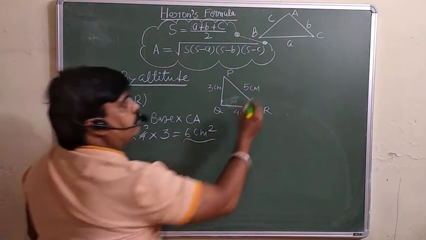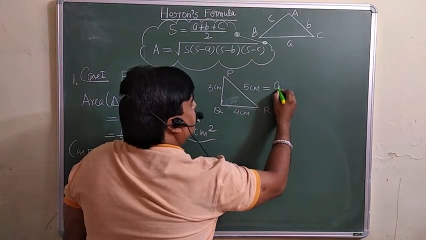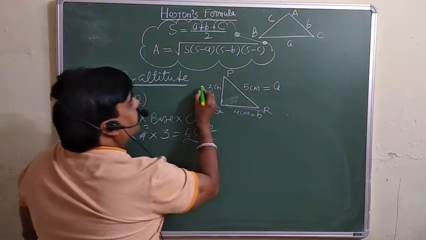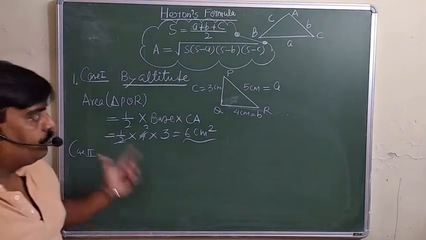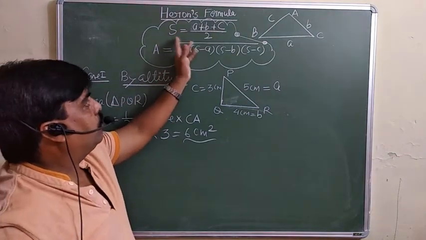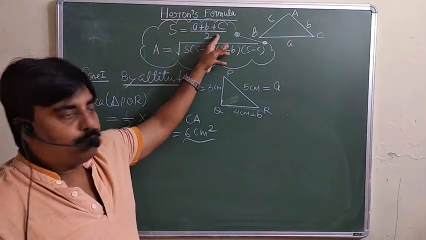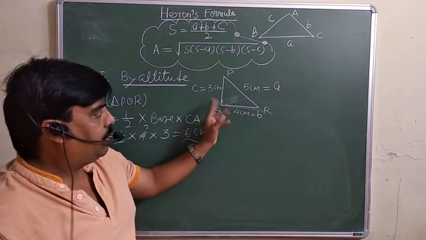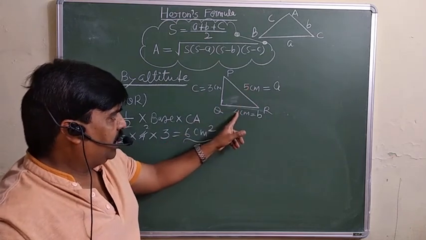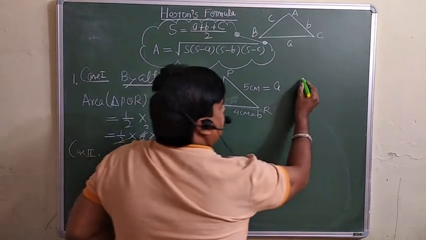For your own convenience, you can take any one side as A, any side as B, any side as C. It's up to you. According to Heron's formula, you have to calculate S first. S means the semi-perimeter. How does the semi-perimeter come? Add these sides and divide by 2. So you must calculate S first.